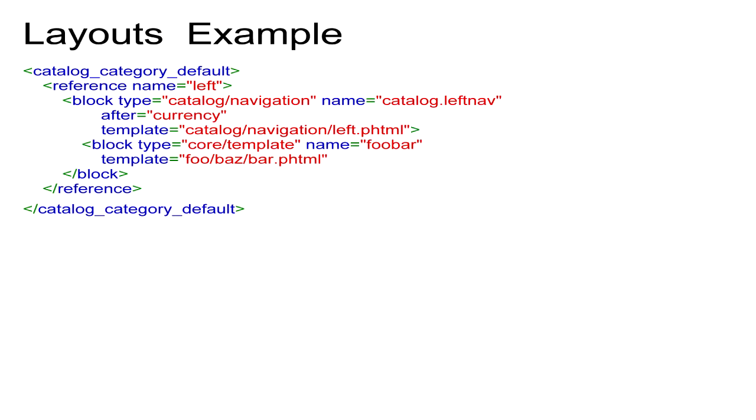So catalog category default is what's called a handle in Magento. Handles are the set of the pieces of the layout that are going to get loaded on a particular page request. So in the catalog category default, what I'm saying here is I'm going to reference the left structure block and add this catalog navigation block. I'm going to put it after the currency block and use this template. This one's very similar. I'm just saying core template name foobar and give it a template name.